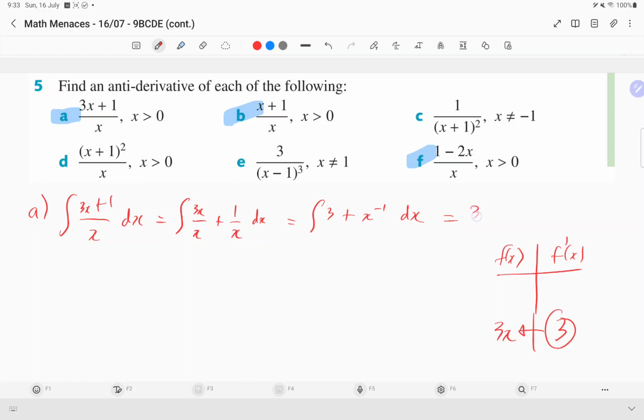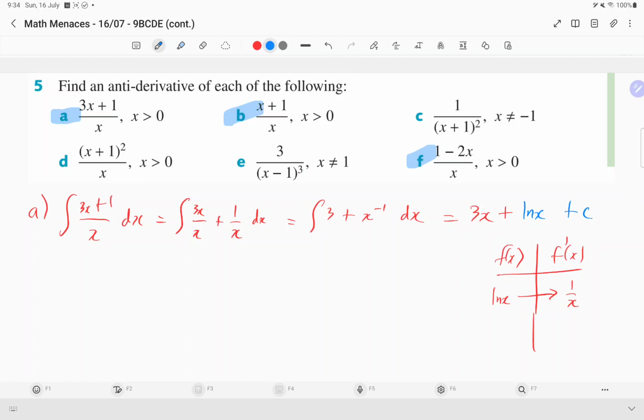That's why this becomes 3x, and then when you antiderive x to the power minus 1, you get? What original equation will derive to 1 over x? No, that's wrong already. ln of x, yes. When you derive ln of x, you get 1 over x. So this one would be ln of x, and then plus c. Okay, make sense?